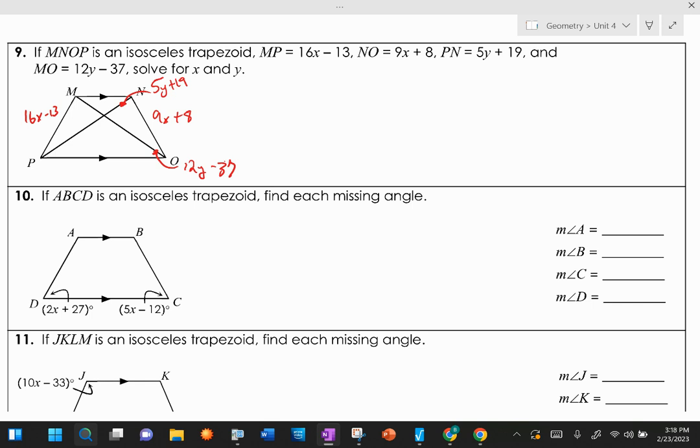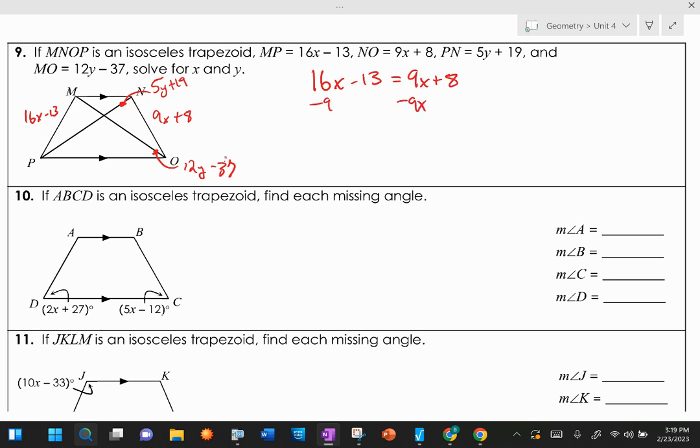All right, let's check these. Come on, I'm almost done. This class has gotten real slappy. All right, let's check these. What does that mean? 16x minus 13 equals 9x plus 8.